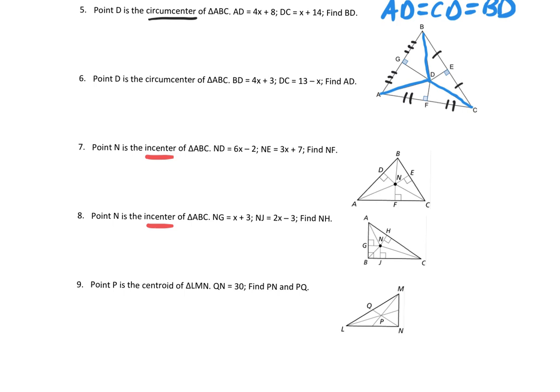But on an in-center, the three pieces that are congruent here would be these three. And it's going to go to the side. So here, I would say that ND is equal to NE is equal to NF. Those three sides are all congruent. So if I know one, I can find the other two, okay? And we know all three of those are equal.